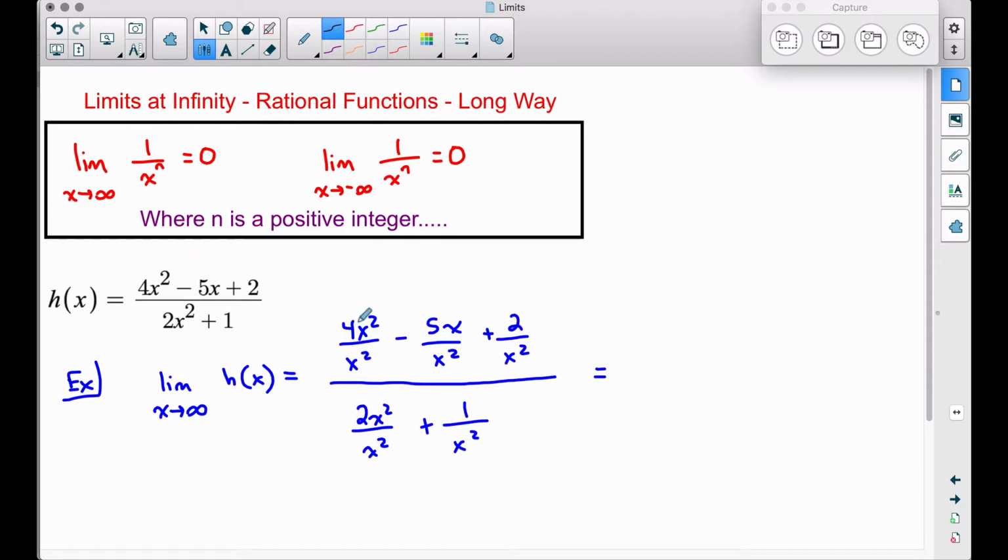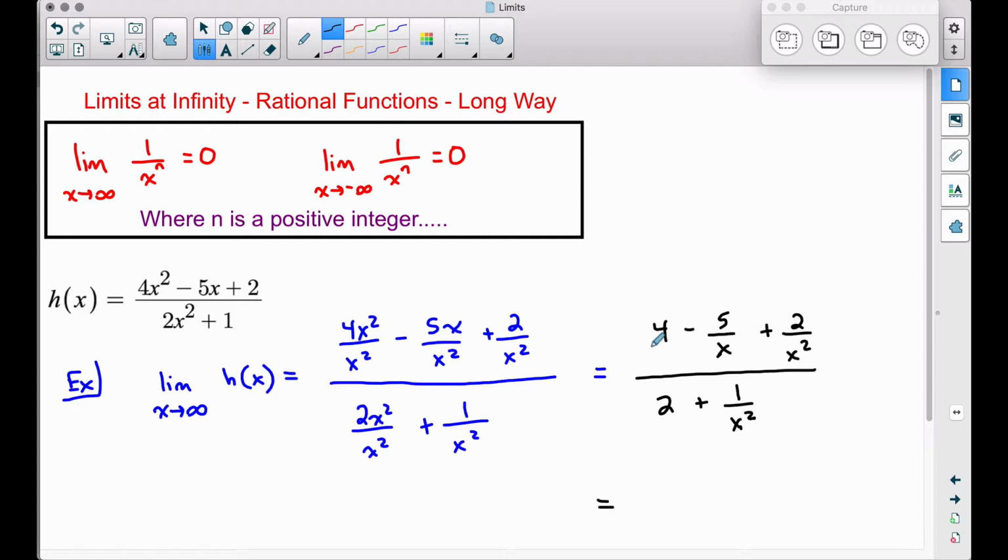But before we do that, let's simplify. This becomes 4x squared over x squared, which is just 4. We can subtract exponents here to get minus 5 over x. Notice we have one more x at the bottom than we do at the top. We cannot simplify that third piece up top, so it's 2 over x squared. Our denominator is 2 because the x squareds cancel out, and then we cannot simplify that last piece at the bottom. So let's apply our limit as x gets big.